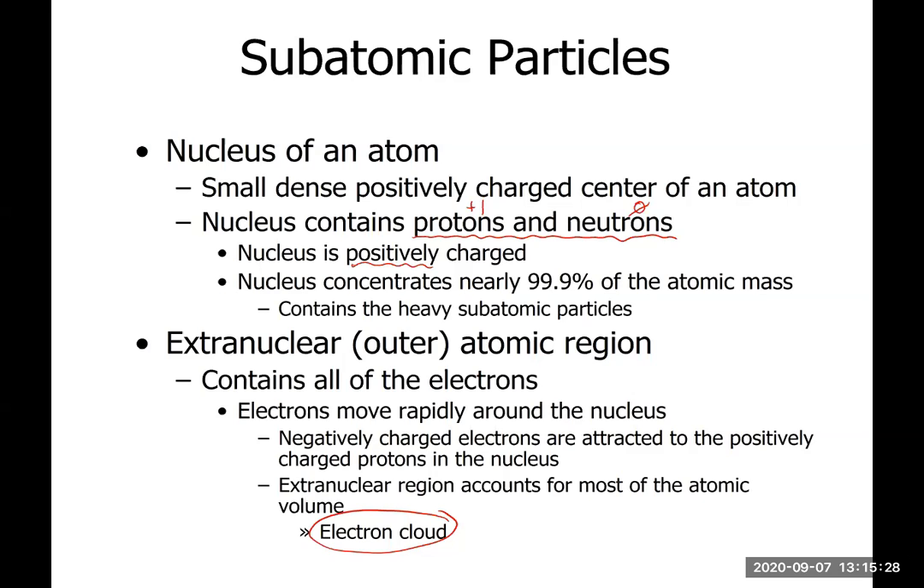Again, the extranuclear region accounts for the atomic volume, or the atomic radius. So the more electrons you add, the greater the atomic volume, the greater the atomic radius.